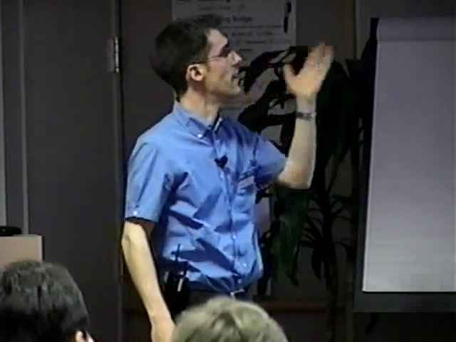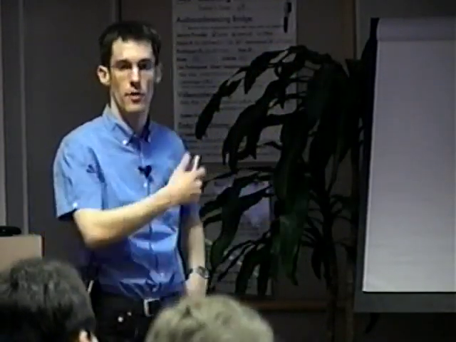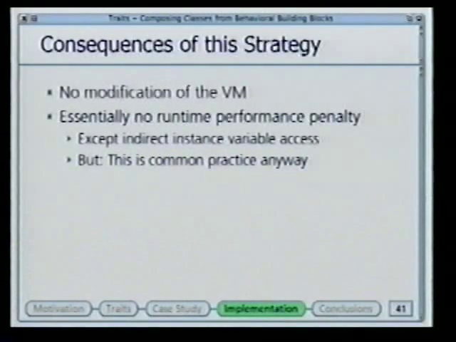so anyway, the summary is that there is no modification necessary of the VM, and nevertheless, there is essentially no performance penalty, because the only little price we pay is that we always use indirect instance variable accesses, of course, because that's indirect method access too. Because that's not true. No, actually, the code is still there.